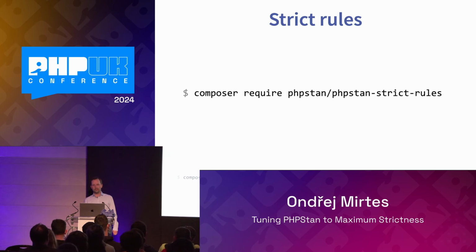You don't have to tackle level 9 first if you don't consider violations about mixed to be valuable for you. You can add these stricter rules even alongside lower levels.